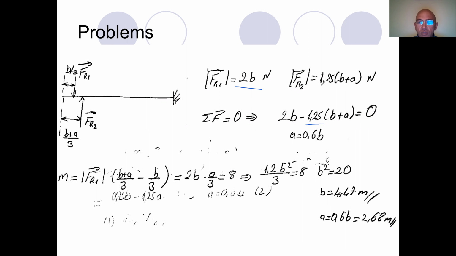Sorry, it's here. Okay. Now, it is wanted that FR1 plus FR2 is 0. Since the direction of FR1 and FR2 is opposite, we can easily say that 2B minus 1.25 (B plus A) is equal to 0. From here, we can find that A is equal to 0.6 B. Okay, this is what is wanted.